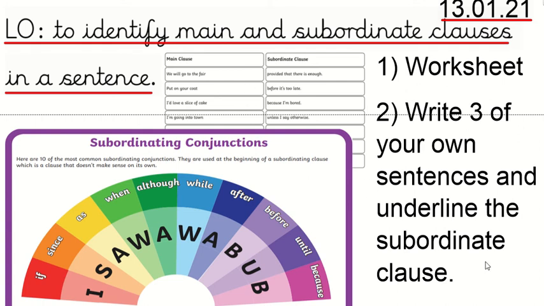And then the second thing you were asked to do was to write 3 of your own sentences and underline the subordinate clause. Now, I don't know about Year 5, but Year 6, you were certainly very cheeky on Monday because lots of you didn't write your own sentences. Tut, Year 6, we know that this is writing. So we need to do our very best to be doing a little bit of writing each week. So I'm going to ask you now, if you know that on Monday you didn't write 3 of your own sentences, I'm going to ask you to go back and have another go.